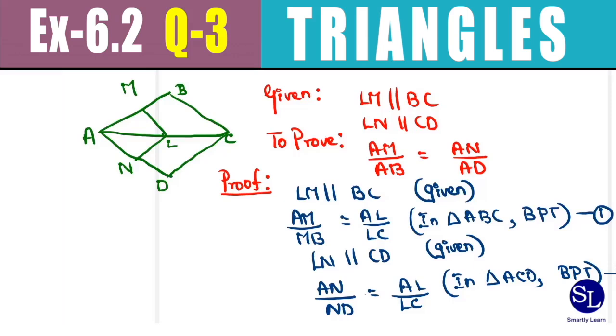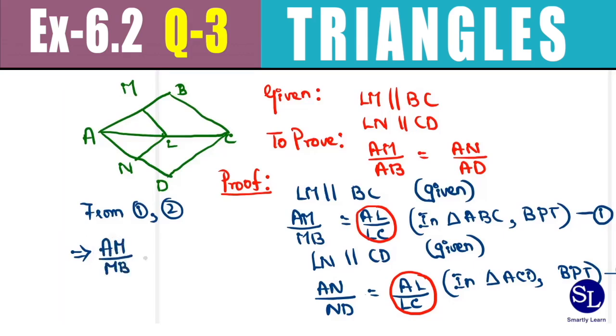Now what is known to us? Look at these two equations. In both the equations, AL by LC is actually a common term, right? So from 1 and 2, you can infer that if the right hand sides are equal, then I can equate the LHS. So AM divided by MB is going to be equal to AN divided by ND. This is our inference from the equations given to us. Now I'm going to mark this as equation 3. Why? Because we are going to reference it back again.